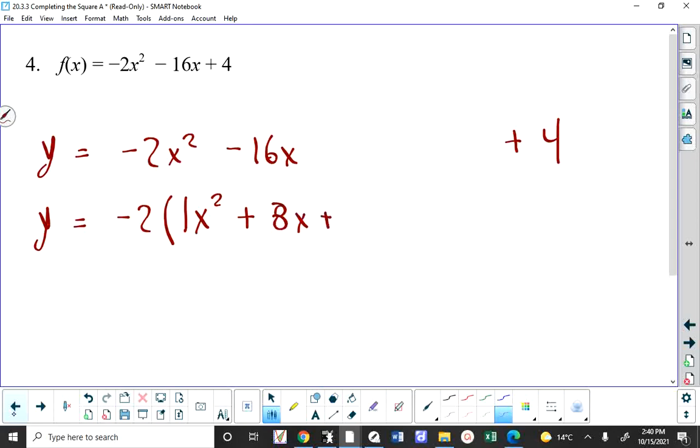I'm going to leave room to add something. I'm going to close the brackets. I still have my plus 4 out here. So what do I need to add inside of the brackets? I take a look at b, which is 8. Half of 8 is 4. 4 squared is 16.